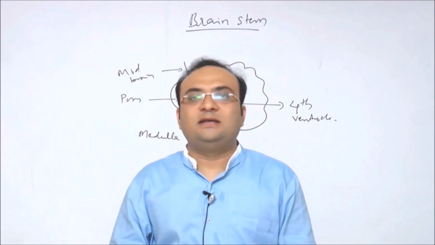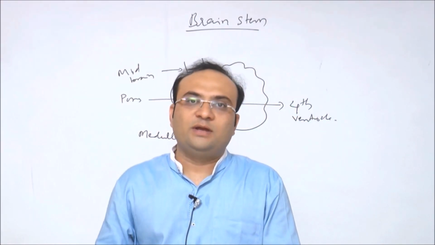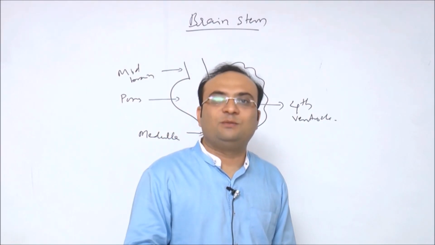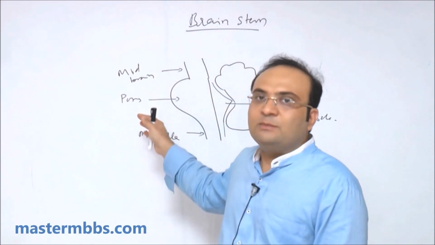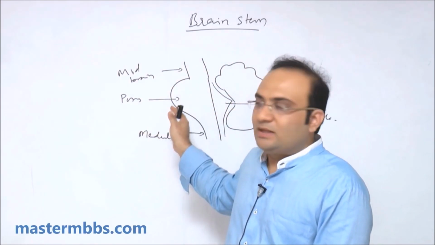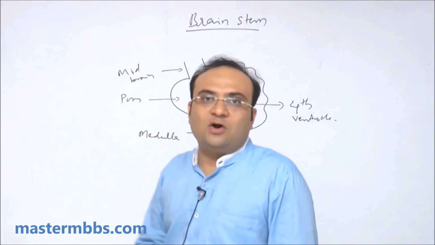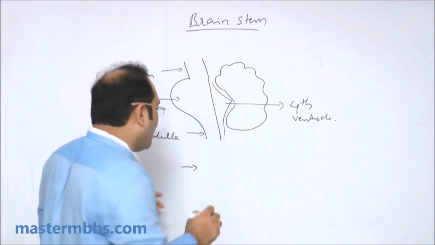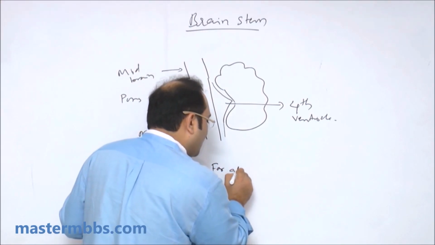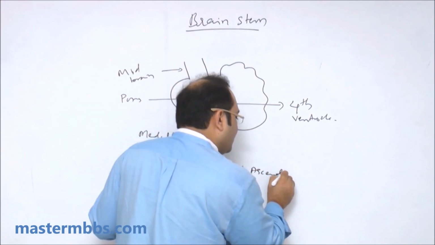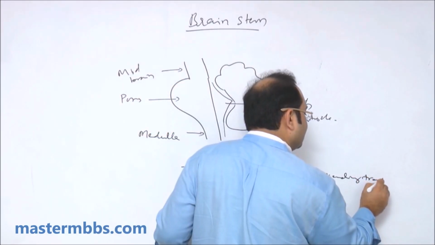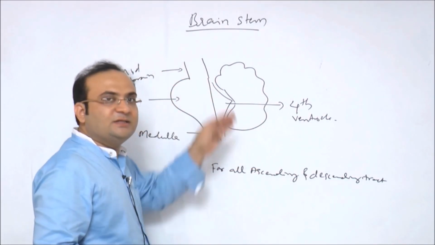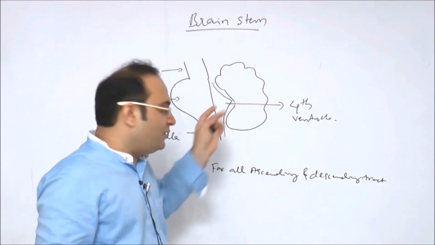Apart from that, all ascending and descending tracts are there. Those moving upwards from the spinal cord and those moving downwards into the spinal cord, that is, both sensory and motor fibers, are there in the brainstem along with the many nuclei. The most important function of the brainstem is that it acts as a gateway for all ascending and descending tracts. It is a pathway or channel which accumulates all the ascending and descending tracts, from the forebrain to the spinal cord or spinal cord to the forebrain.